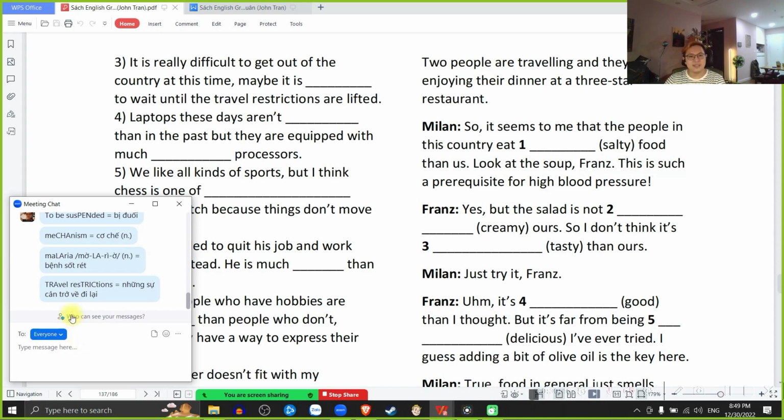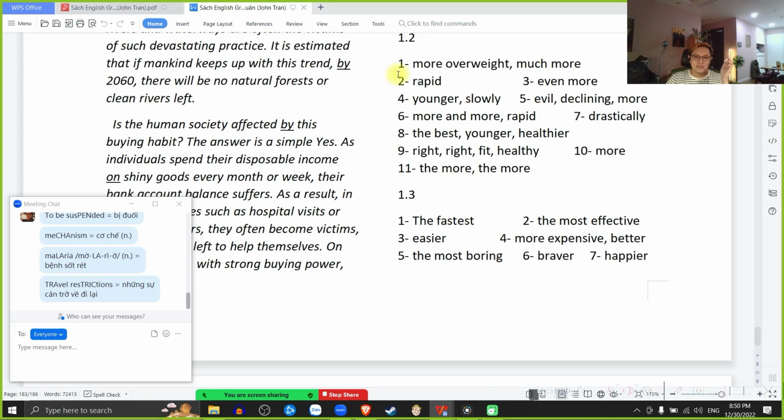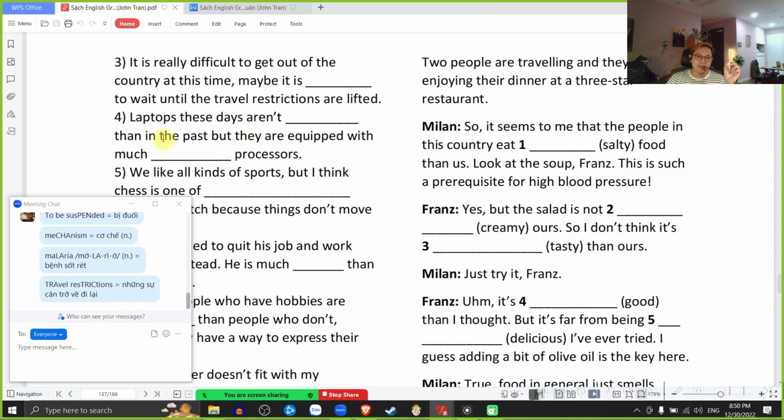Number 4, laptops these days aren't more expensive than in the past.